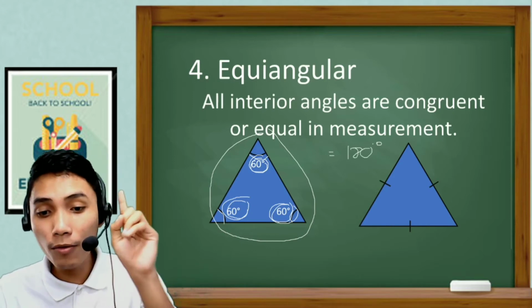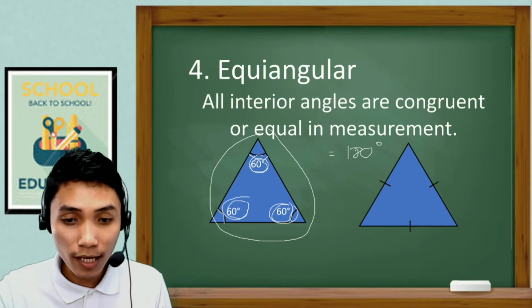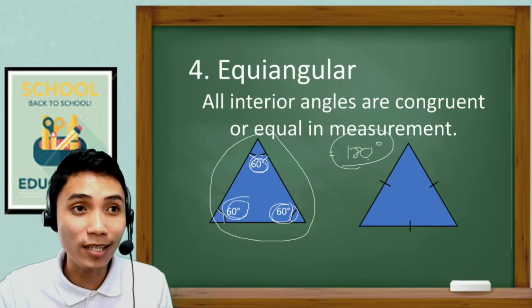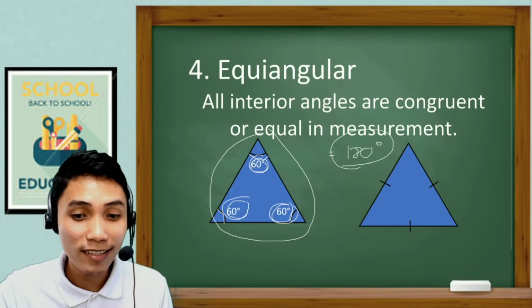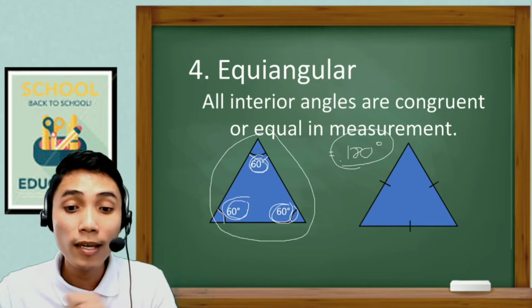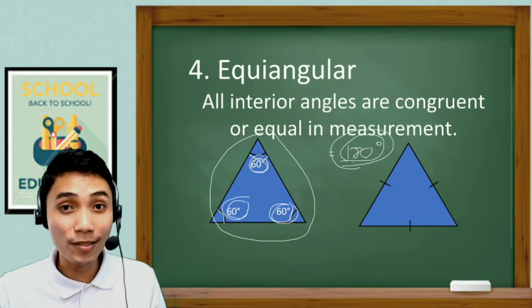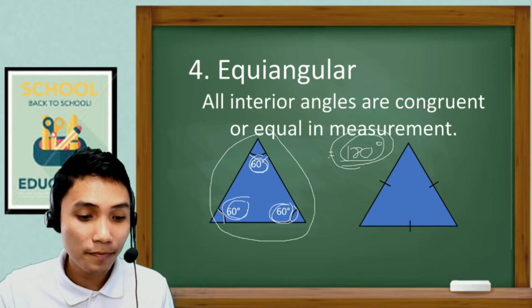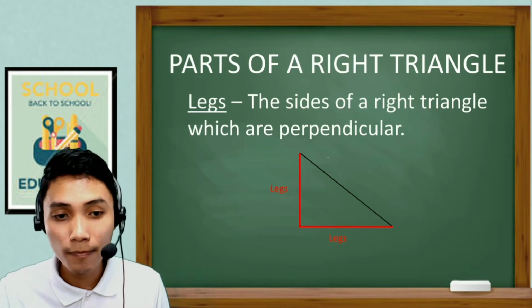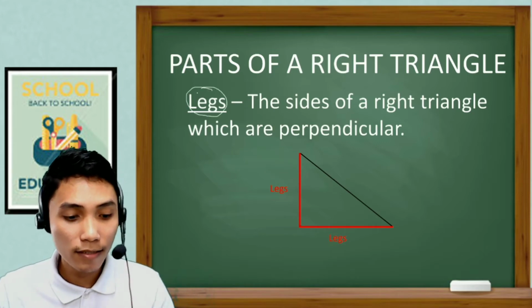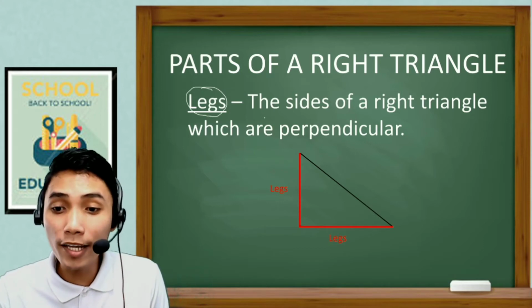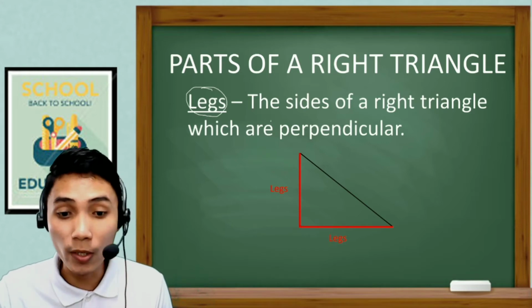Okay? Pag yung angle is hindi umabot ng 180, that means your triangle or your angle is not correct. Always remember that if you sum up the 3 angles, it must be equal to 180 degree. Okay? Now, we have here also the parts of a right triangle. Number 1 is the legs. The legs, that is the sides of a right triangle which is perpendicular.